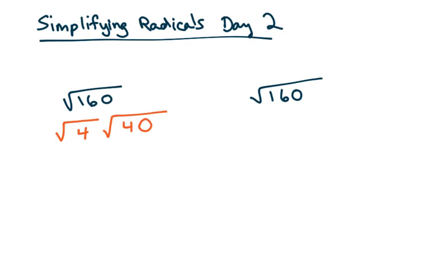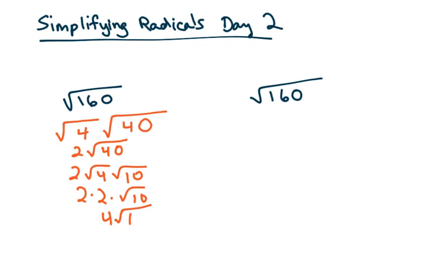So then, the square root of 4 is 2, so 2 times the square root of 40. And then there's another 4 in there, so 2 times the square root of 4 times the square root of 10. The square root of 4 is 2, so 4 times the square root of 10, and 10 doesn't break into any perfect squares. So in simplest form, it is 4 times the square root of 10. You might have also noticed you could have done 16 times 10 from the beginning, and then the square root of 16 is 4, so 4 square root of 10.